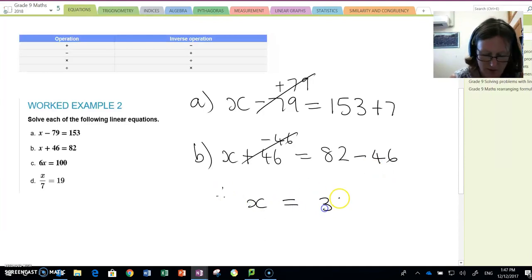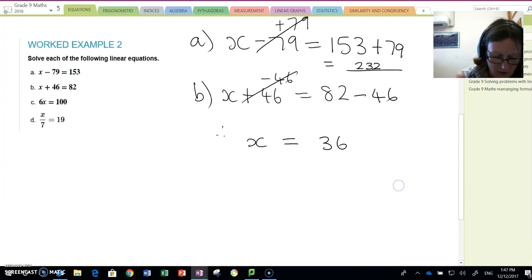So I'm not sure what happened up here. For some reason, it didn't record properly. That answer was 232. The third example, we have 6x equals 100.